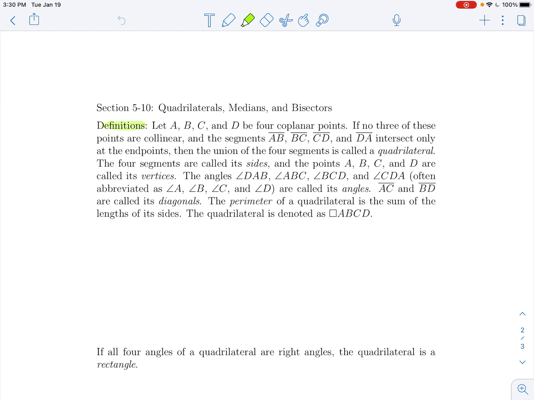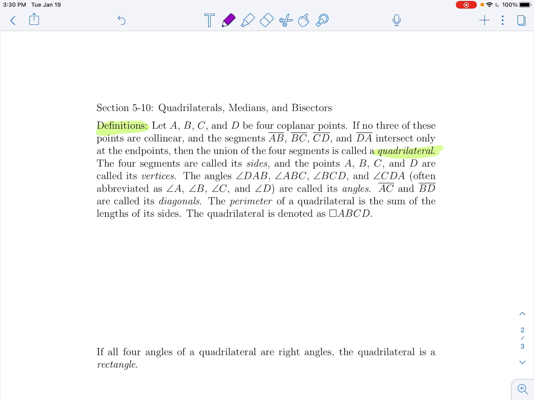So our first definition here is of a quadrilateral. And I think you already know what a quadrilateral is. It's a four-sided figure. So we're just going to spell that out in detail. I wouldn't really stress over the details of this. If you think you know what a quadrilateral is, you're probably right.